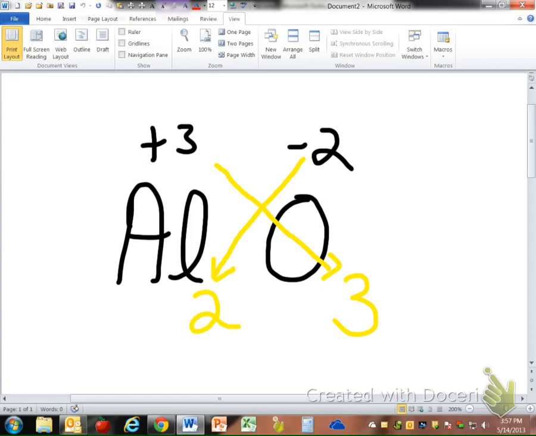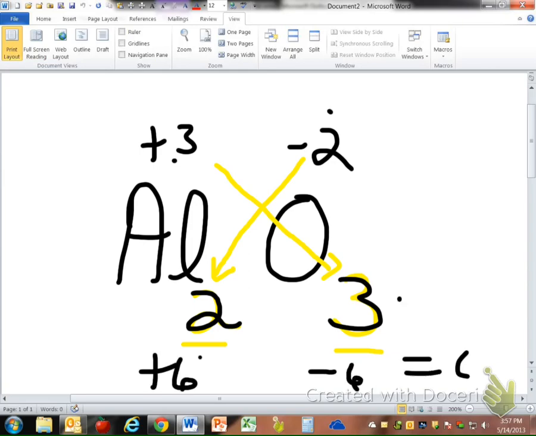So we have Al2O3, and if we add up the oxidations, it'll work. Add up those oxidations. I'm going to darken these numbers now so you can see them better. 2 and 3. Positive 3 twice, that's positive 6. Negative 2 3 times, that's negative 6, and we get a 0.